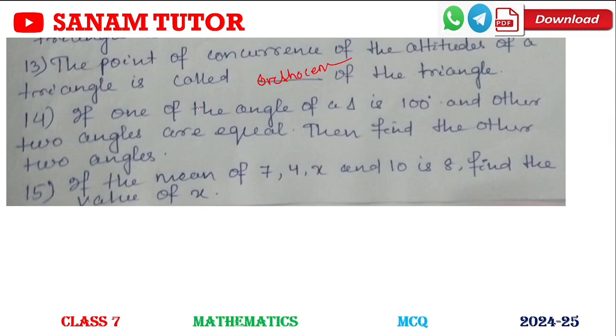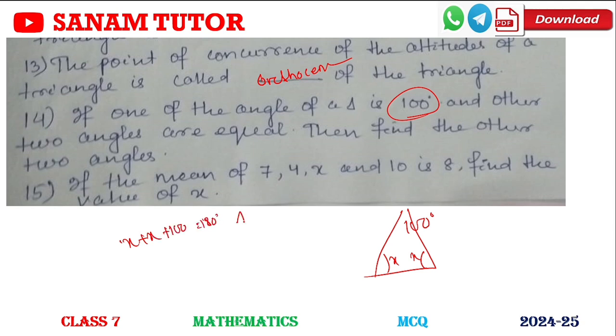If one of the angles of a triangle is 100, okay, this is the triangle, this is 100, and the other two angles are equal, this is x and this is x, then find the other two angles. We know that the three angles sum to 180 degrees. x plus x plus 100 equal to 180 degrees because of the angle sum property. So 2x plus 100 equal to 180 degrees. 2x equal to 80 degrees because 180 minus 100 equal to 80. So x equal to 40 degrees. Okay, so the equal angles are 40 degrees.